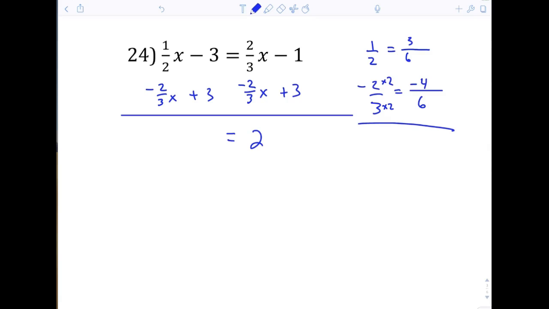All right? So what's 3 minus 4? So it was -1/6 x is equal to 2. Now how do we... 3 minus 4. 3/6 minus 4/6. You see what I'm saying or not? All right, good.